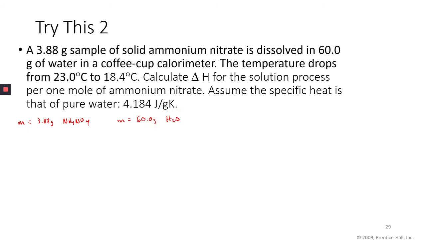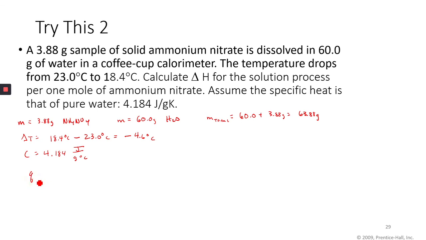Since the ammonium nitrate is dissolving in the water, our total mass is the sum of these two, and that's only because it's dissolving. Okay? Now we have our change in temperature. It's always final minus initial. And that gives us a negative 4.6 degrees Celsius. And you know C of the water is 4.184 joules per gram degrees C.